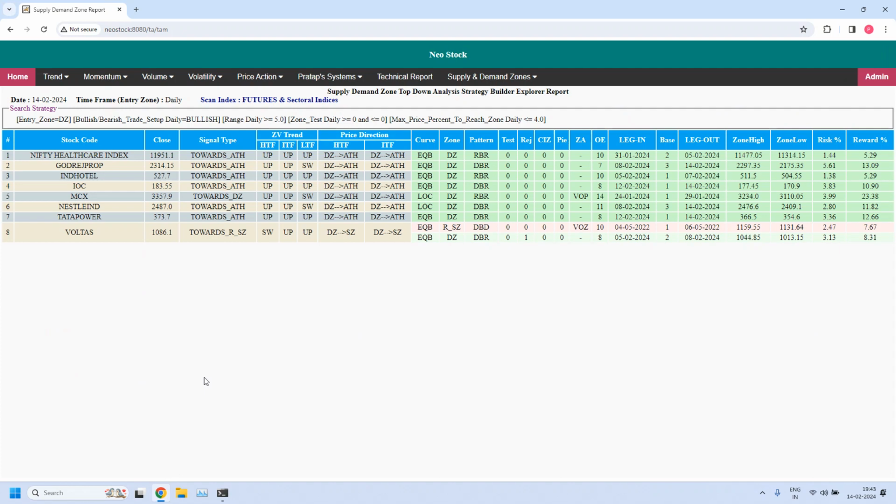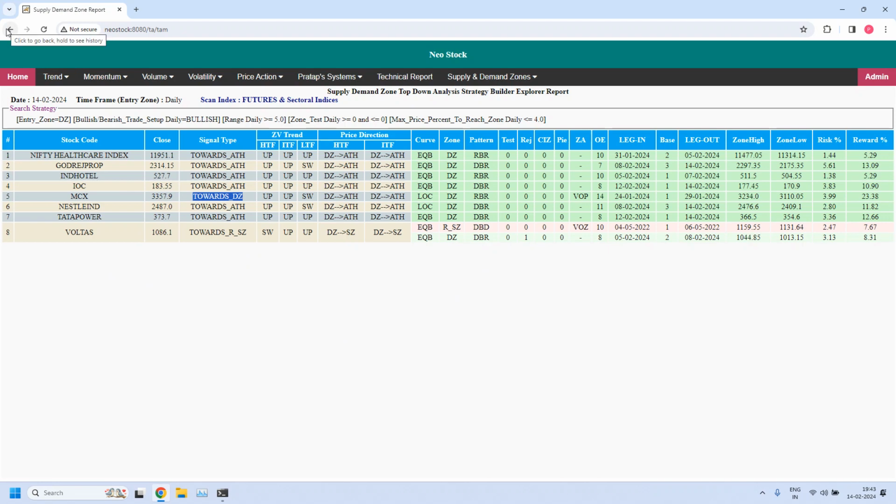So total 8 stocks. In that, MCX is moving towards the demand zone. So within 4%, if the price is down tomorrow, probably we may get an entry, or maybe in the next 2 days if prices come down, probably you may get an entry. Voltas has already given a rejection. That means price already entered the demand zone, and now it started moving up.